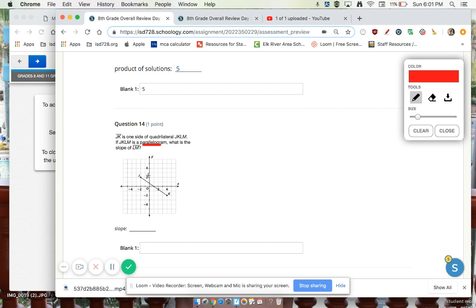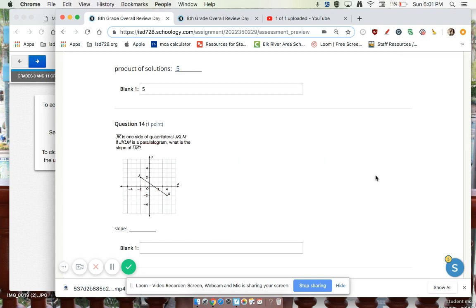So slope is rise over run, left to right. So it looks like I go down 1, 2, 3, 4. So down 4. And over 1, 2, 3, 4, 5, and 6. Down 4 over 6. And then we just need to simplify that. Divide them both by the common factors of 2. And that would be down 2 over 3. So my slope of LM, since it's a parallelogram, means they have to have the same slope, is negative 2/3. Negative 2/3.